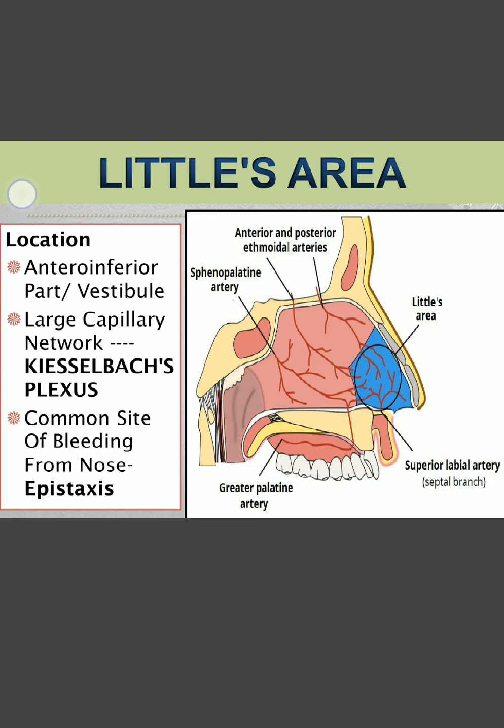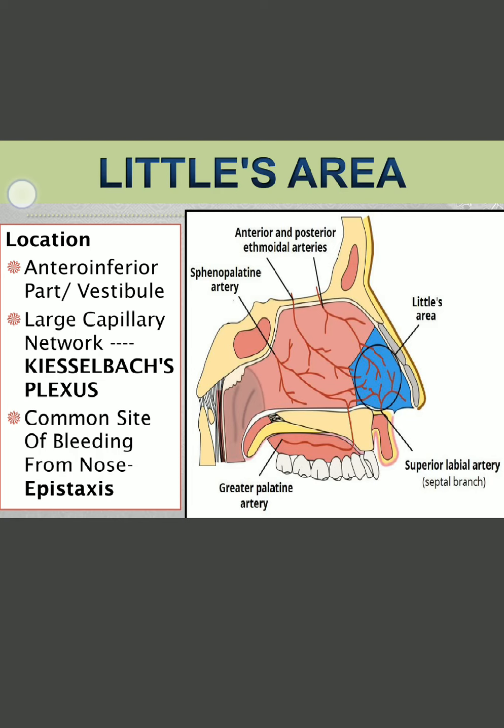All these arteries except the posterior ethmoidal artery, that is the sphenopalatine artery, the greater palatine artery, the septal branch of the superior labial artery, and the anterior ethmoidal artery, all together form an anastomosis in the anterior inferior part. This part is also known as the vestibule of the nose. This portion, this blue area, this circle here, this is known as Little's area. और इस area की clinical significance ये है कि यहाँ पे इतनी सारी arteries आके anastomosis कर रही हैं, तो this is the site for nasal bleeding, which is commonly known as epistaxis.